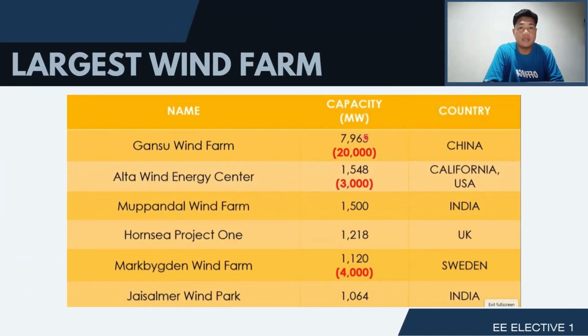Largest wind farm. Yung pinakamalaking wind farm dito sa mundo is yung Gansu Wind Farm na merong generational capacity up to 10 gigawatts. And yung capacity nito is mas mataas ng 6 na beses sa pangalawang largest wind farm, which is yung Jaisalmer Wind Park na matatagpuan sa India. And yung iba dito, ito na yung the rest na wind farm sa kanilang bansa.